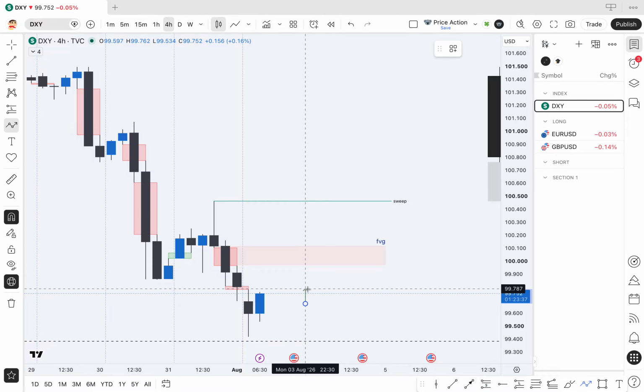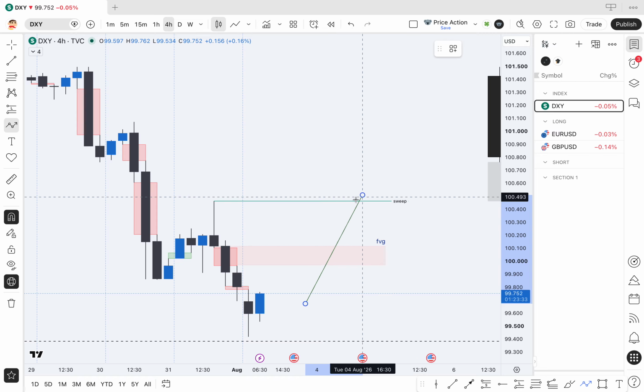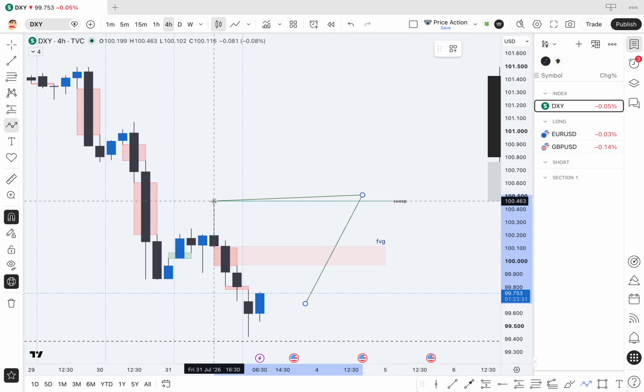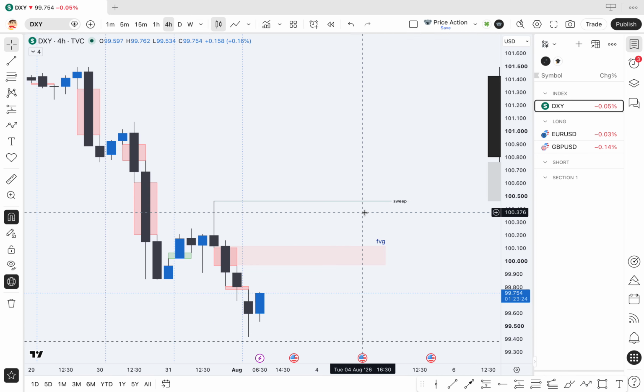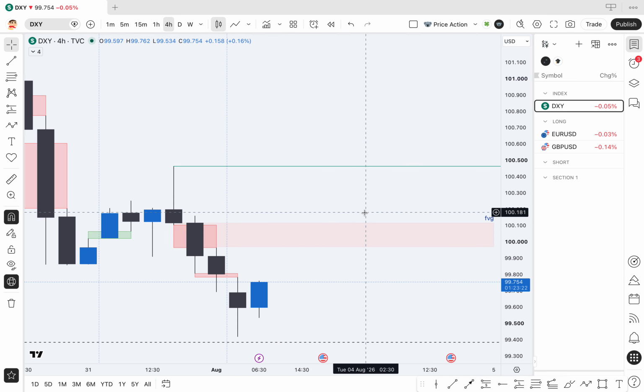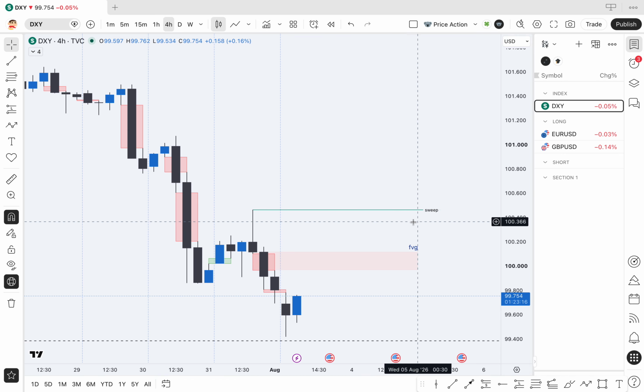I don't think it will hold this fair value gap. I think it will go to some major liquidity point, sweep it, and then push to the downside, eventually to this drawn liquidity point. But it's always better to react rather than to predict. If I get a trade from here, I will take it. If I get a trade from here, I will take it.